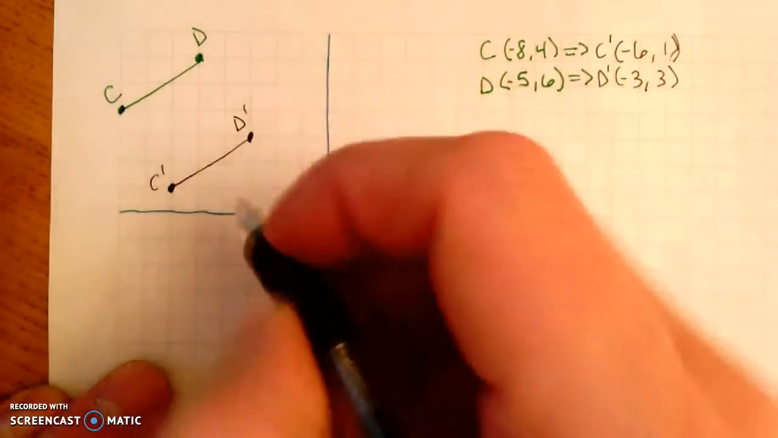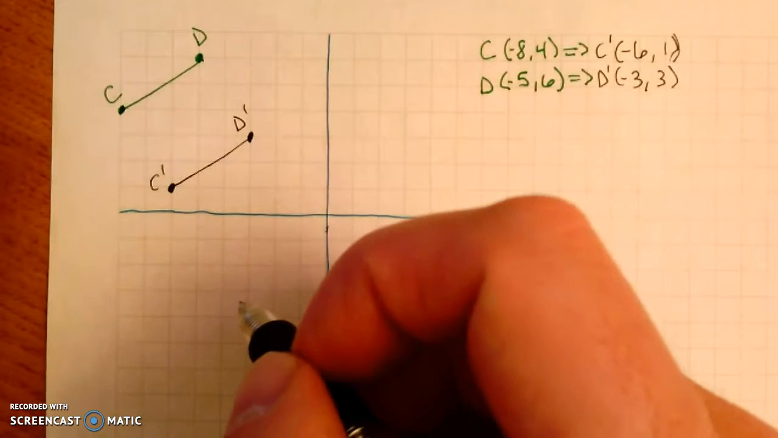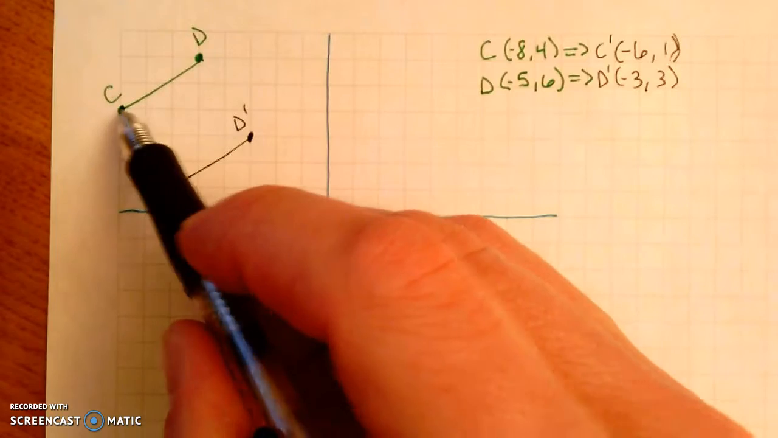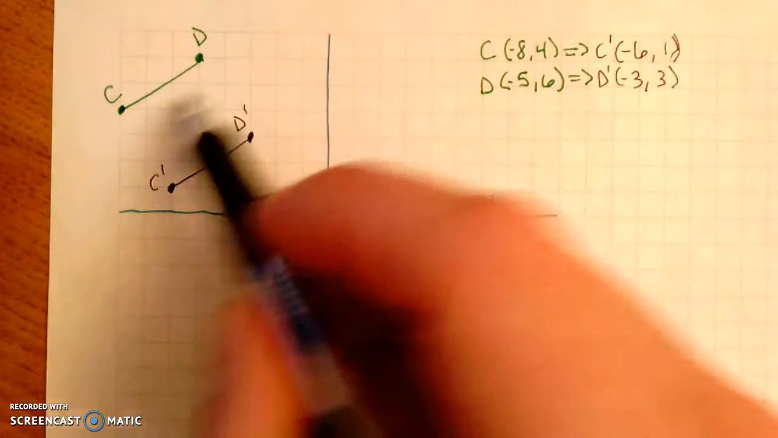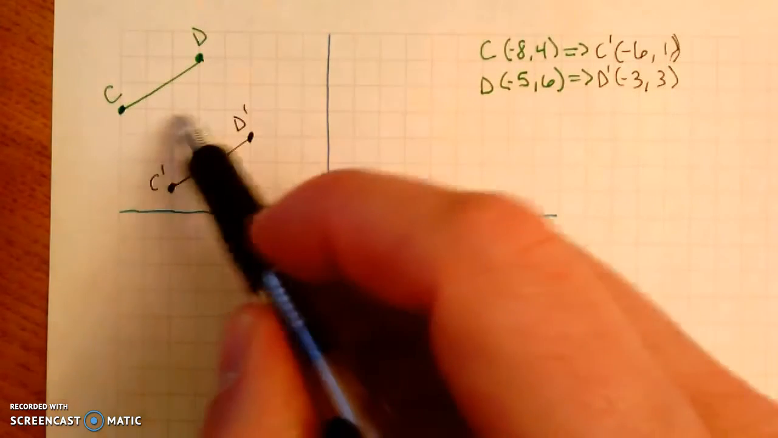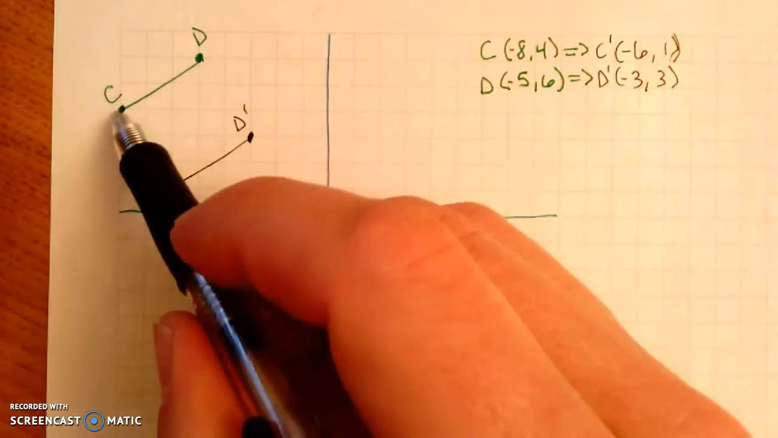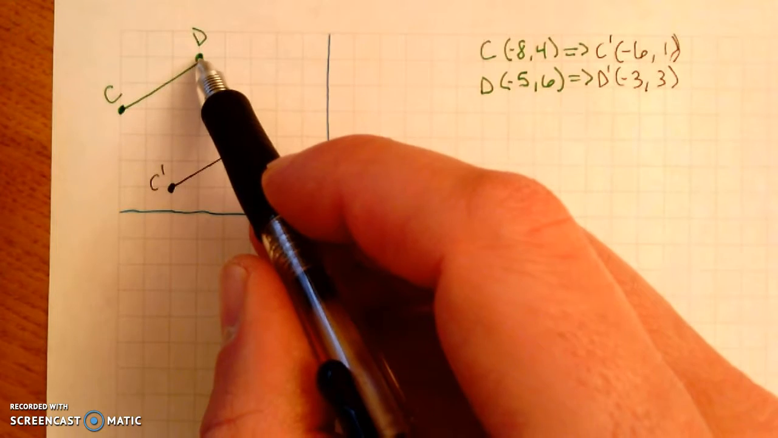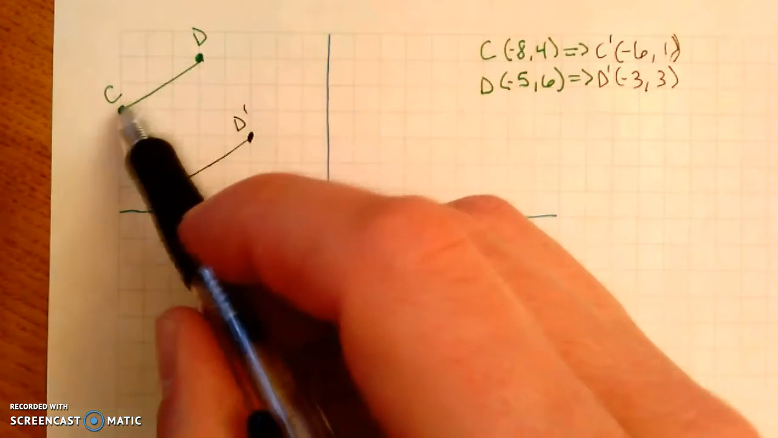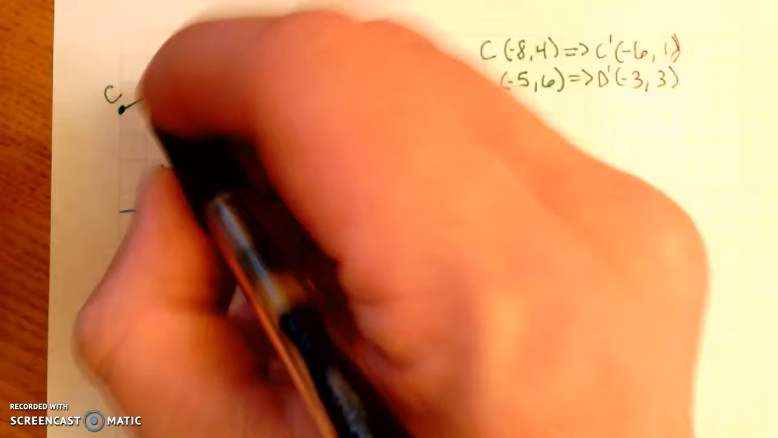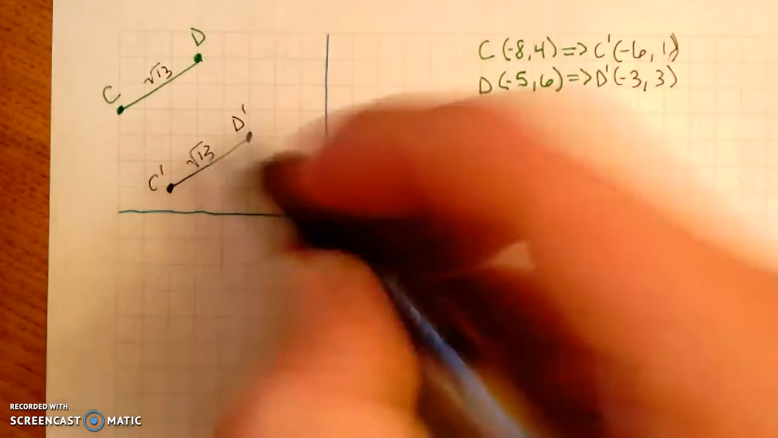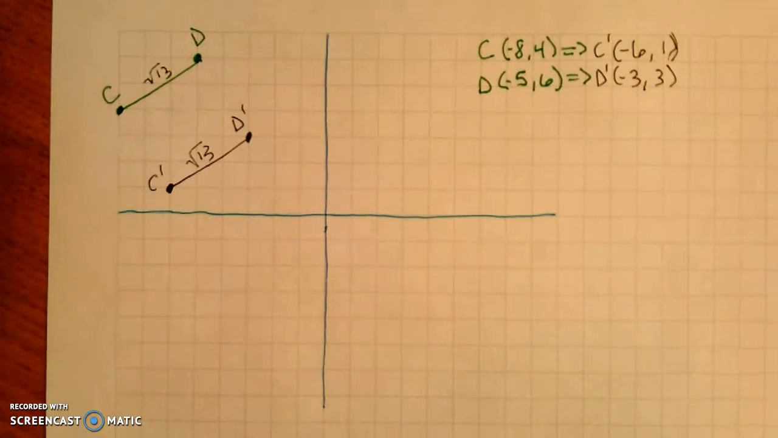One thing to check for is this translation should keep the segment the same length. So if you look here, it's over 3 up 2. If we used our Pythagorean theorem, that'd be 3 squared plus 2 squared equals C squared. 3 squared is 9, 2 squared is 4, 9 and 4 is 13, so this length is the square root of 13. Down here, well, over 3 up 2, same deal. So our length stayed the same.